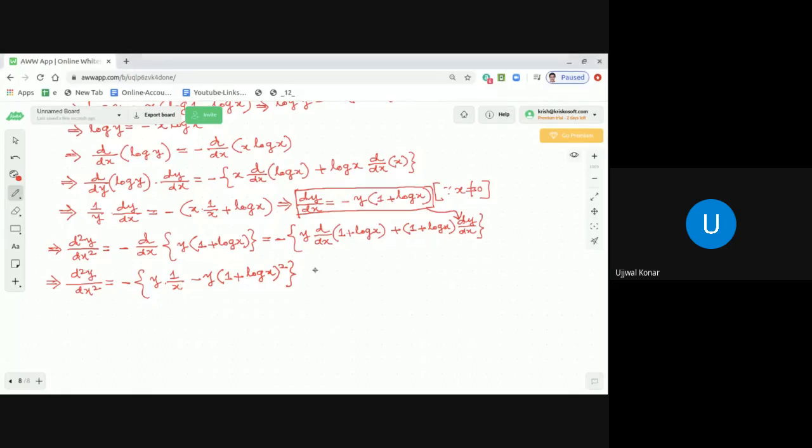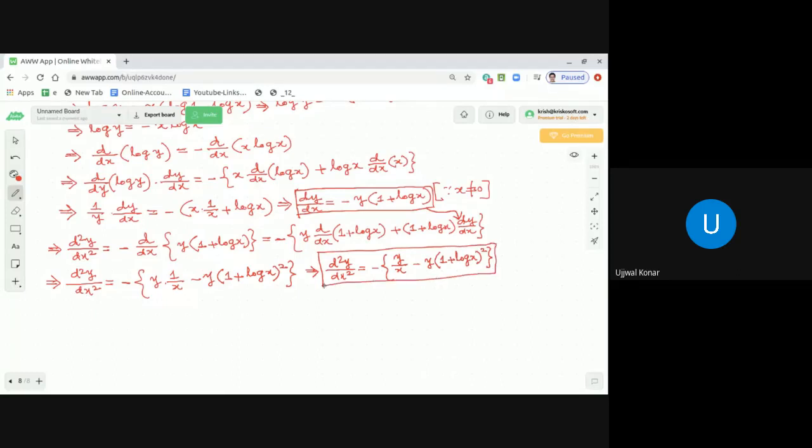So we find the value of d2y dx2. We can write here that d2y dx2 is equal to minus of y by x minus y into 1 plus log x whole square. So this is the value of d2y dx2.